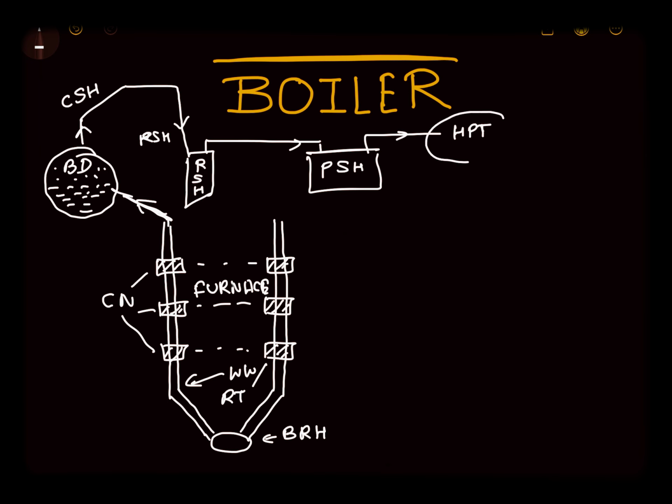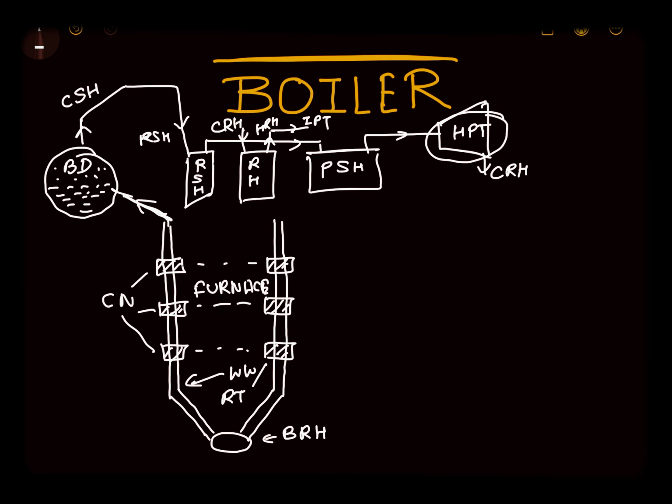Now from the high pressure turbine, which we have seen in the previous session, what we get is cold reheat. Now this cold reheat is again sent to the reheater. That cold reheat comes to the reheater, which is mounted inside the boiler, and then this reheated steam, which is called hot reheat, goes to the intermediate pressure turbine. Fine.